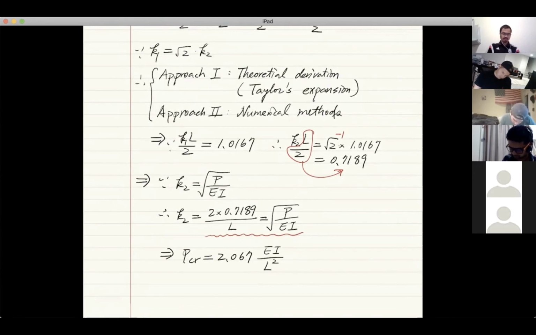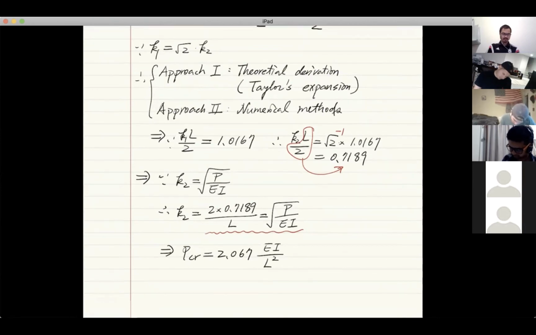Right? Now we have found the critical load of this problem. That means we finally solved it. This is the critical load of the column.